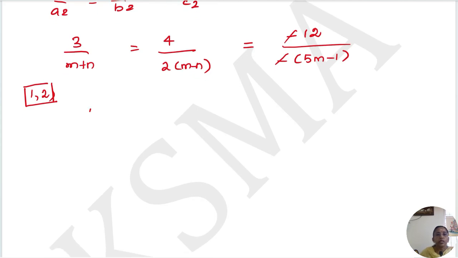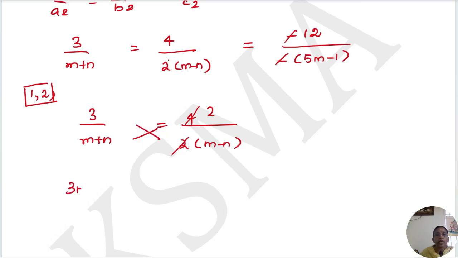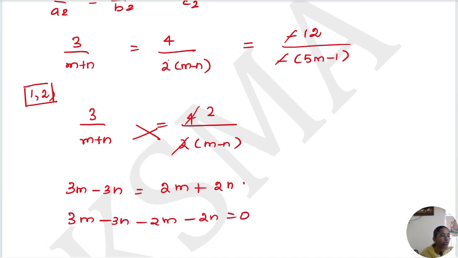So consider the first and second items. 4 divided by 2 times (m minus n), so you can cancel the common value. Now do your cross multiplication. So 3m minus 3n is equal to 2m plus 2n. You can rearrange the terms. So now 3m minus 3n minus 2m minus 2n is equal to 0.